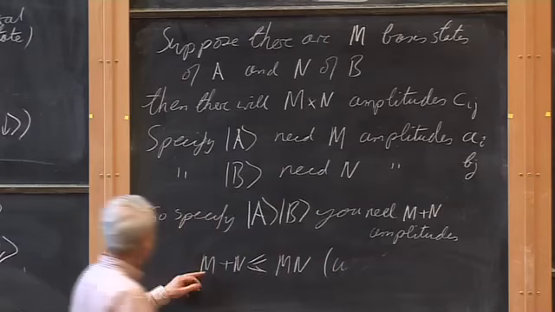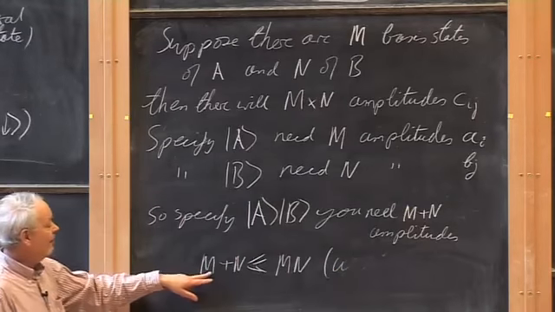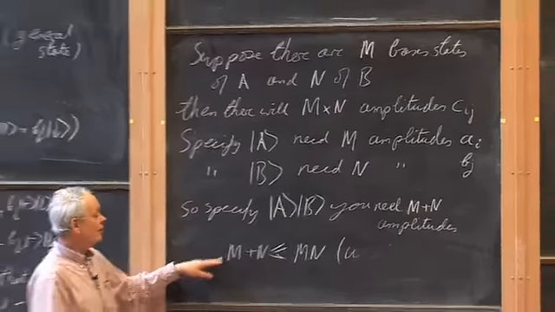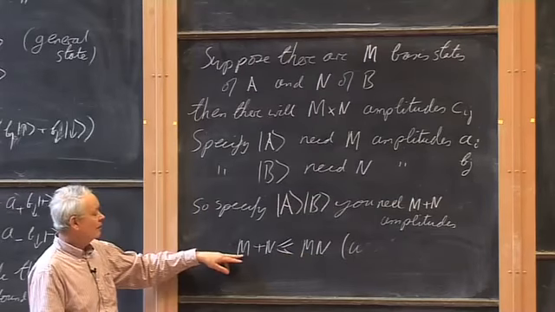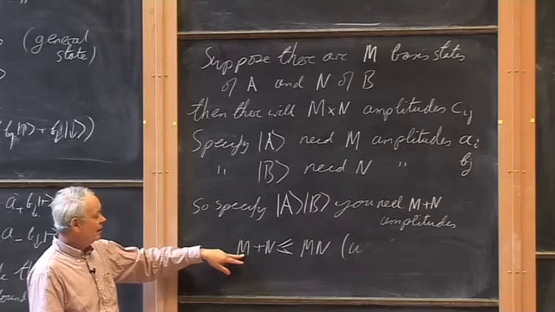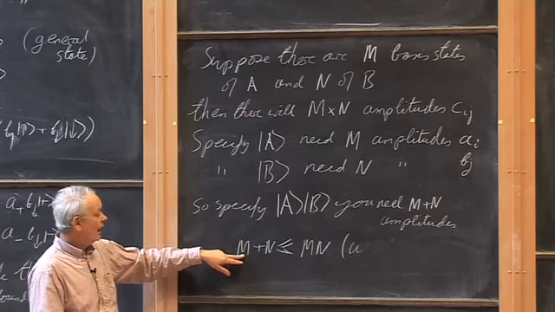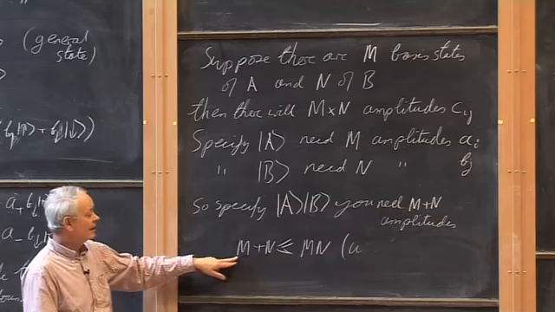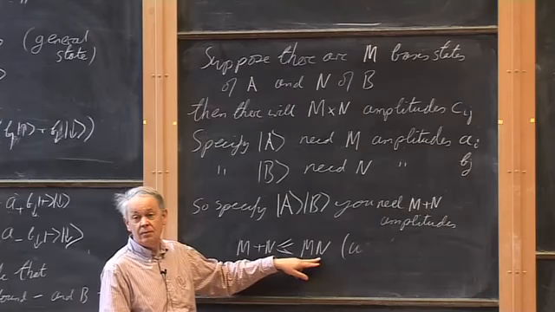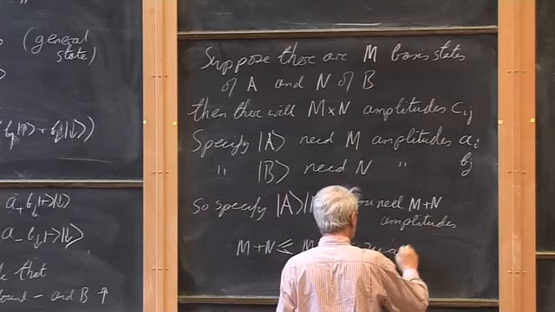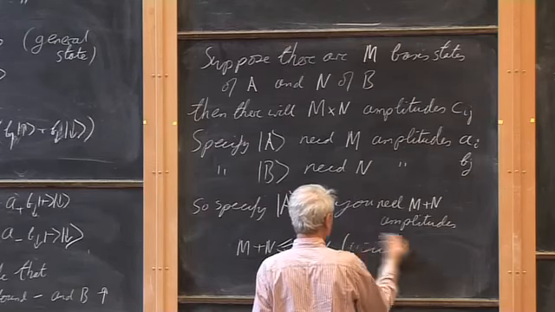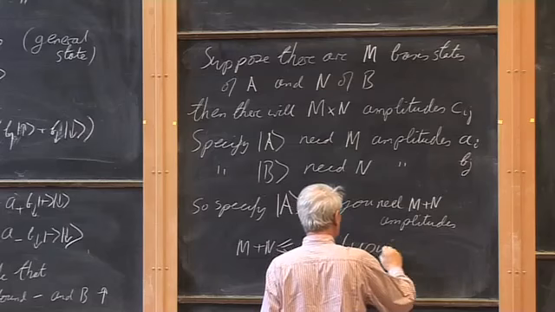In this little example, m was 2 and n was 2, so this number was 4 and this number was 4. But supposing this number was 8 and this number was 8, then this would be 16 and that would be 64. So usually, most systems are not two-state systems.